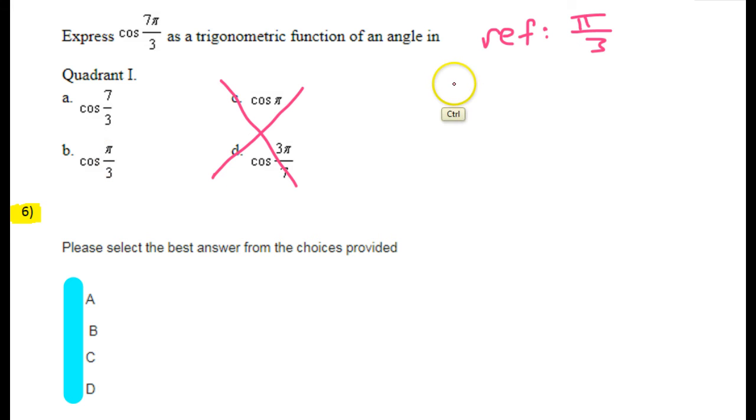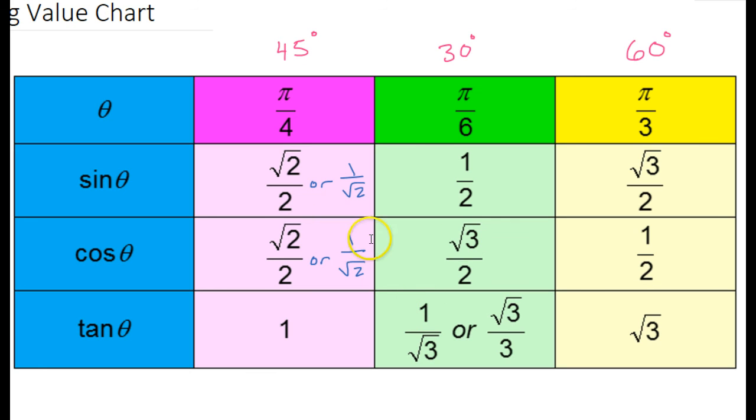Okay, I see the denominator of 3, that's the same reference angle. Now the cosine of pi over 3 is 1/2. I know this because it's on the chart. Write this chart down, memorize it if you can, but always have it with you when you're taking a quiz. So I see that the cosine of pi over 3 is 1/2.